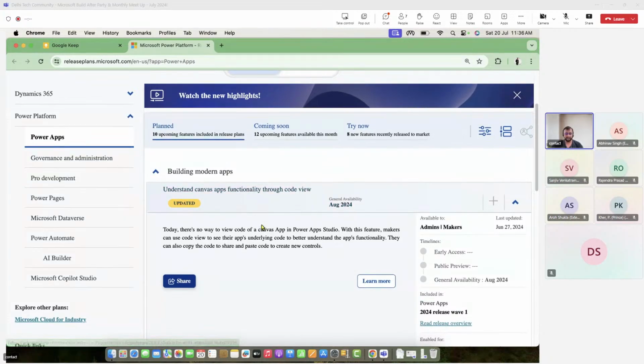The first announcement is around Canvas app functionality through the code view. This feature is already available right now. Whenever you are creating any kind of Canvas app and you open edit via code view, you can see the code view section, and from there you can copy and paste the code and make things much faster. That's one announcement which is already available as an early release, and GA is planned for August 2024 at this moment.